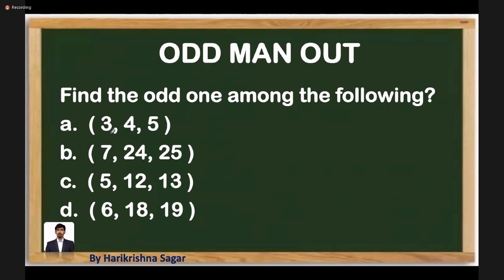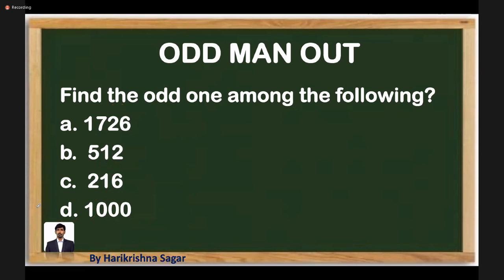Or otherwise, you can also think like this. 3 square is 9, and 4 plus 5 is 9. 7 square is 49, and 24 plus 25 is 49. 5 square is 25, that is 12 plus 13. 6 square is 36, but 18 plus 19 is not 36. That's the reason the odd man out is option D.